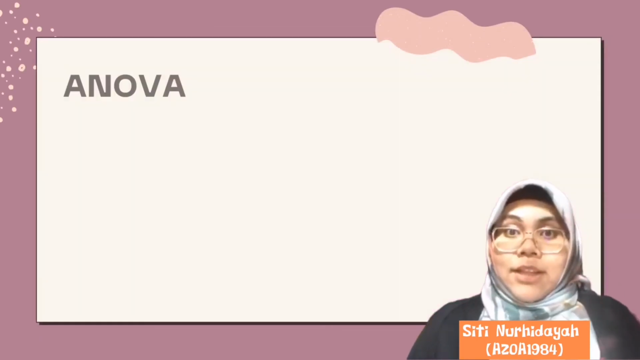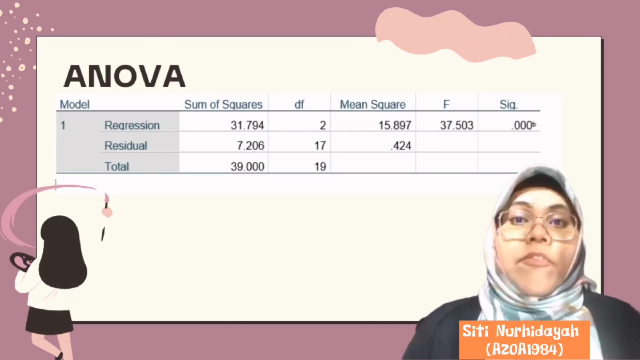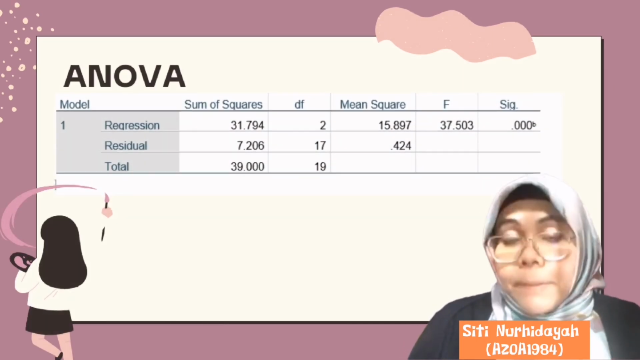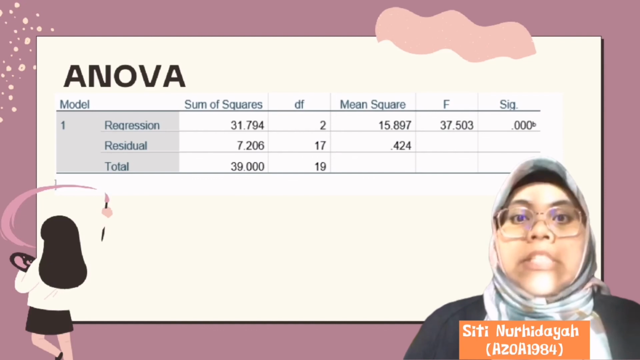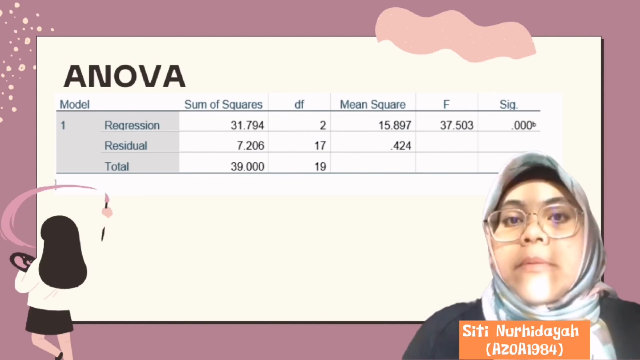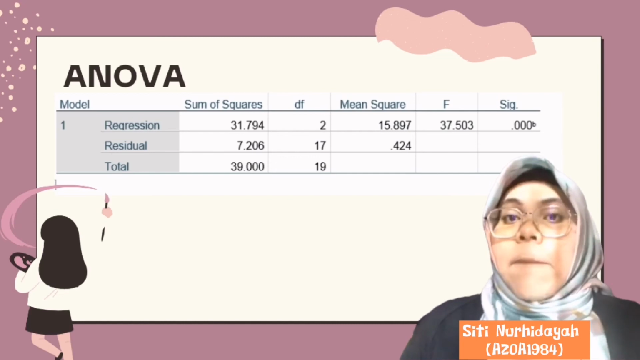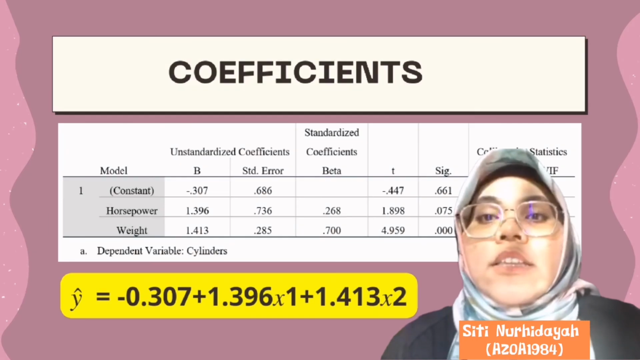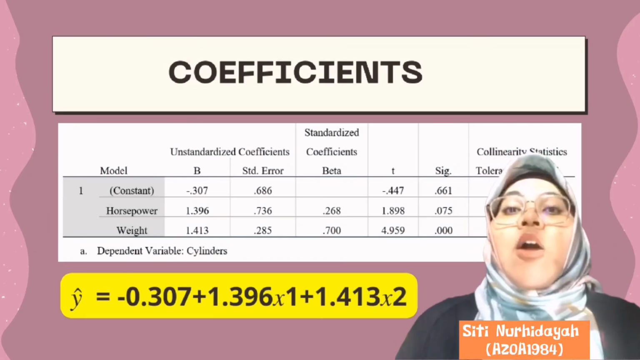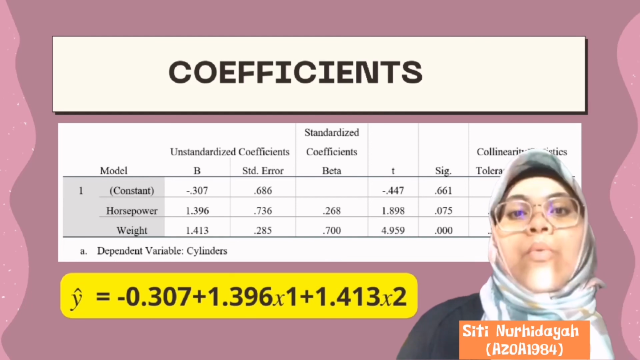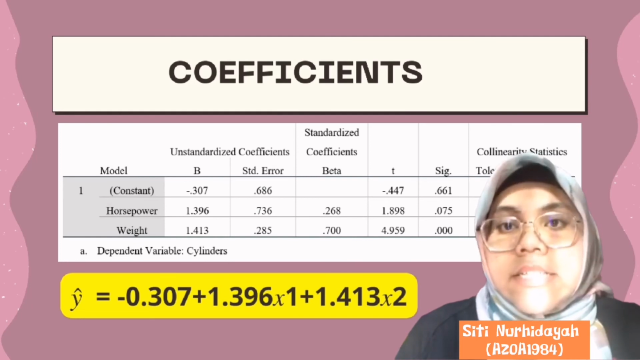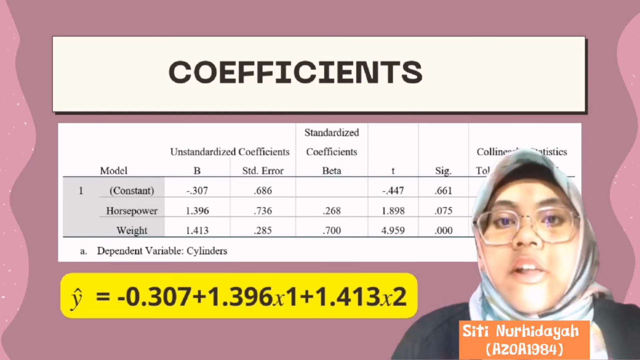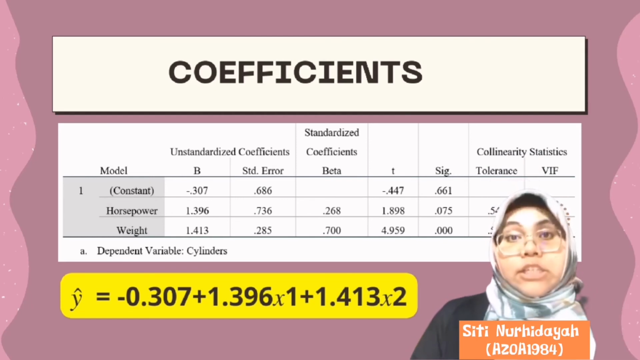Based on the ANOVA table, F calculated is 37.503. Since the p-value from the ANOVA table is less than 0.05, at least one of the two variables, weight and horsepower, with intercept can be used to model cylinder. For the coefficient table, the equation is y equals negative 0.307 plus 1.396 x1 plus 1.413 x2. Here, y is the number of total engine cylinders, x1 is the horsepower, and x2 is the weight of each vehicle.